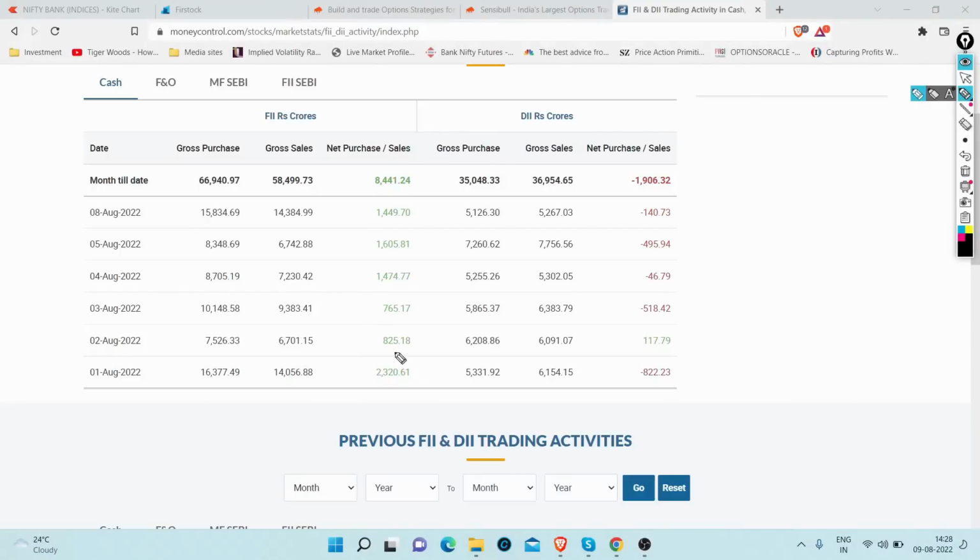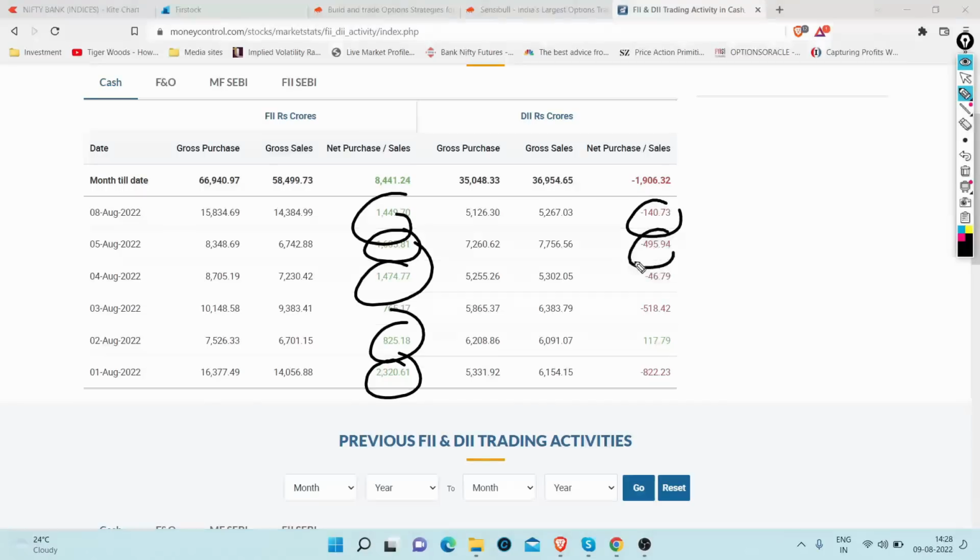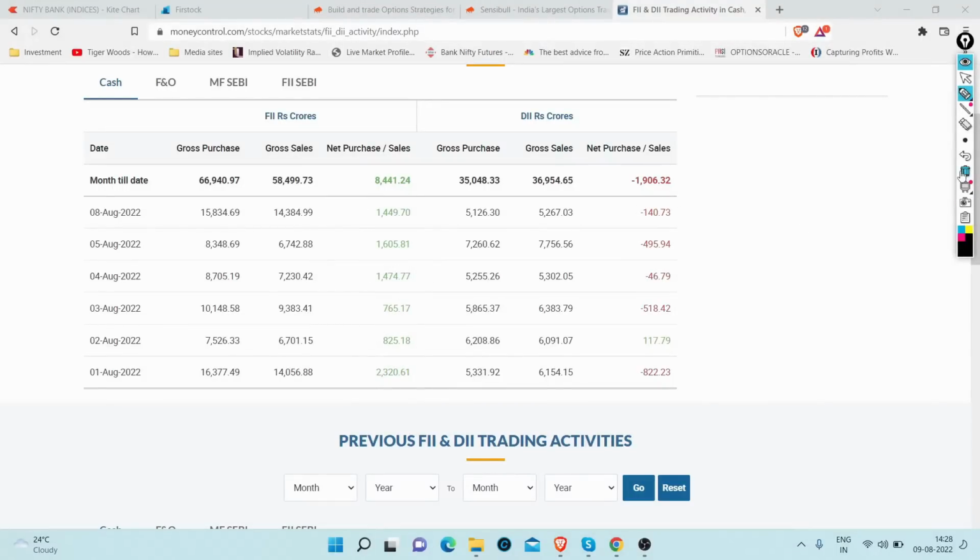You can see these numbers from last week. FIIs bought for 2,000 crores, 800 crores, 1,000 here, 1,000 here and 1,000 here. On the other hand, DIIs have hardly sold. They have sold for 140, 500, 46. This is nothing, because there is huge buying coming from one institution and no selling from the other institution. So we know the trend is going to stay bullish until and unless one institution starts selling heavily. It can come anytime, but it doesn't seem that it is coming right now, because FIIs are in a buy mode.